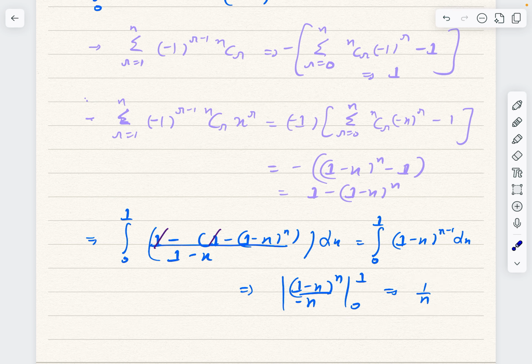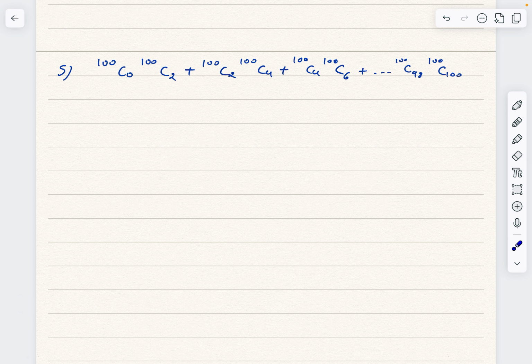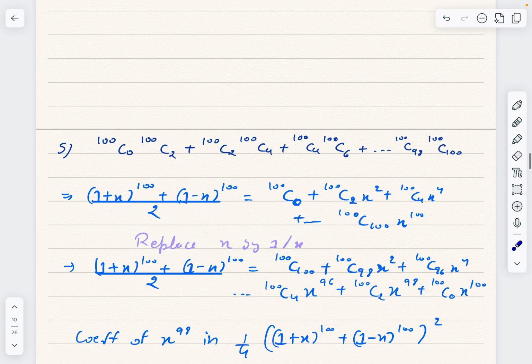So this is a problem we can solve easily with the help of integration. Next problem, guys. 100C0, 100C2 plus 100C2, 100C4 plus 100C4, 100C6 up to 100C98, 100C100. Can give this a try, guys. Let us start discussion.